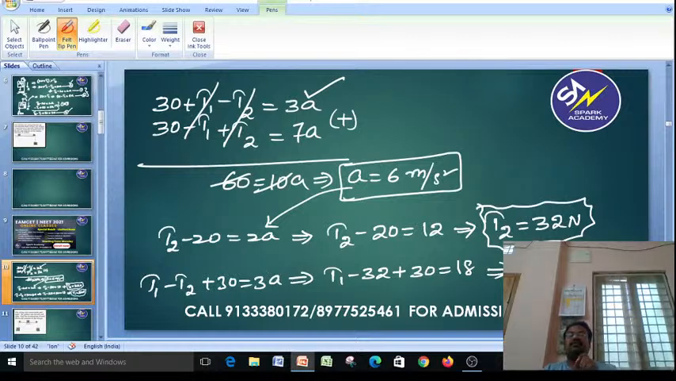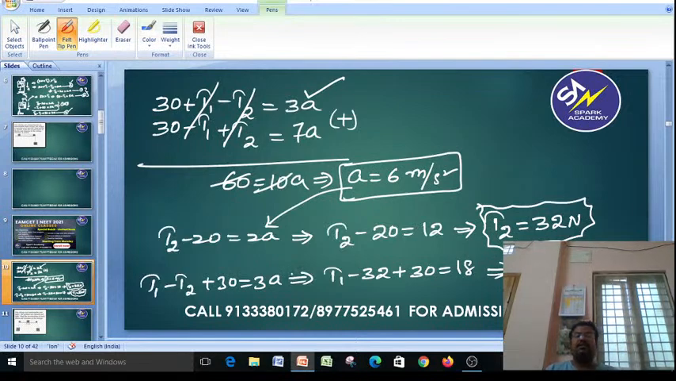Like this you have to frame the equations and solve the problem. You will get the solution very easily, but at the time of adding or subtracting the equations, don't get confused. Let us concentrate more and solve it properly. You will get the exact answer, no issues at all.